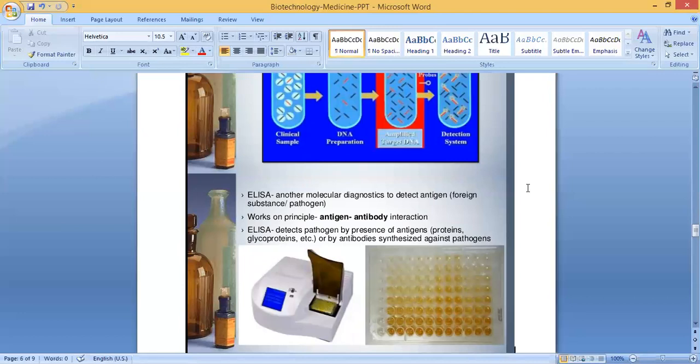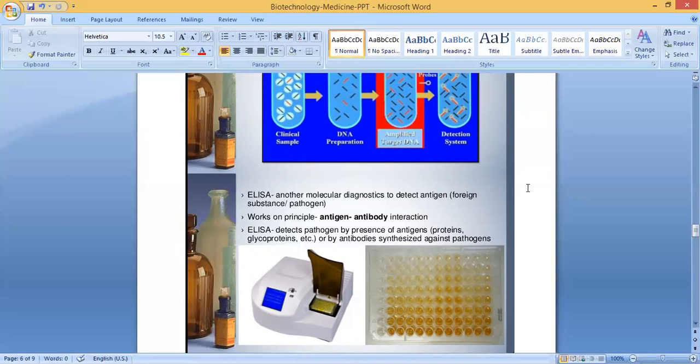Before, we mentioned the term ELISA. ELISA is another molecular diagnostic method to detect antigen. What is meant by antigen and antibody? Suppose a virus enters the body; that virus is called the antigen, and your body will produce some substance to kill that antigen. They are called antibodies. So ELISA detects antigen, a foreign substance or pathogen. This ELISA works on the principle of antigen-antibody interaction.